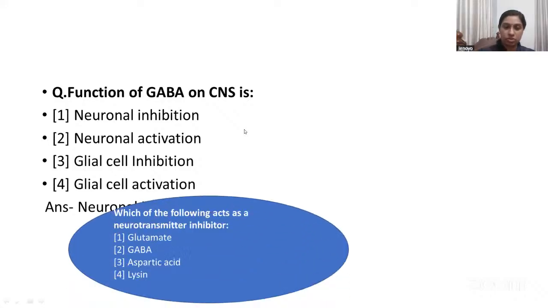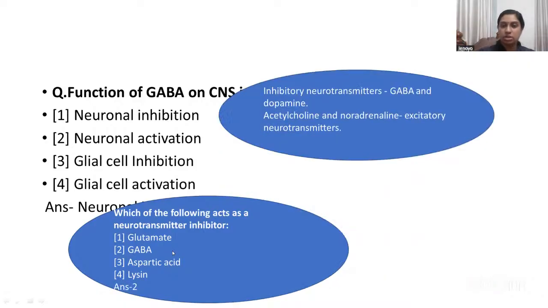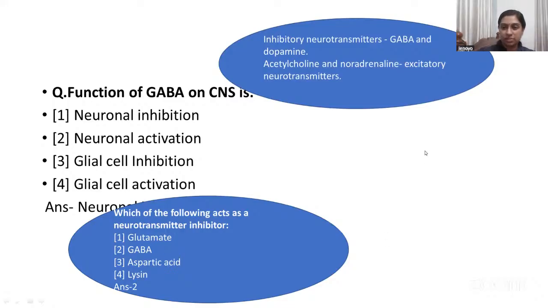So this is the same question framed in a different manner. Which of the following acts as an inhibitory neurotransmitter? Glutamate is stimulatory or excitatory, as are aspartic acid and lysine. GABA is the inhibitory neurotransmitter here. So this table is very important. What are the inhibitory neurotransmitters? GABA and dopamine. You can remember by DOG: dopamine, DO, and G, GABA. So DOG is basically inhibitory.